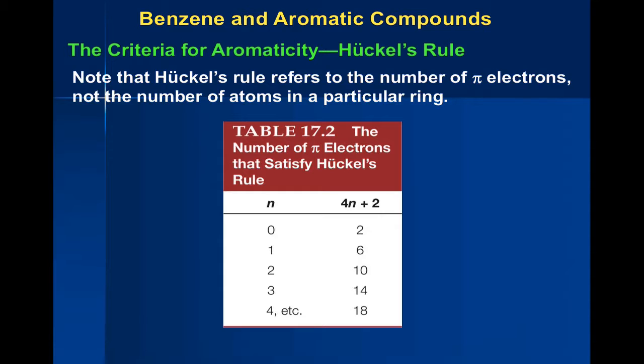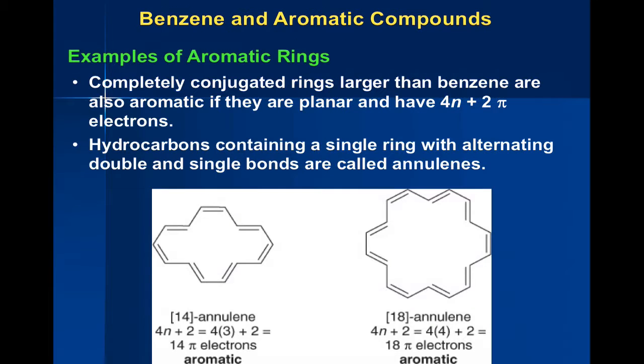So if we look at the example, all of these values of n, as I mentioned to you, work. So if n is 0, that means you'd have 2 pi electrons. If n is 1, you'd have 6. 2, you'd have 10. 3, you'd have 14. If you had 4, you'd have 18 pi electrons. And we actually have systems that are aromatic that have this many pi electrons. Okay? Benzene is just a real simple system to think about. The anilines are aromatic compounds.